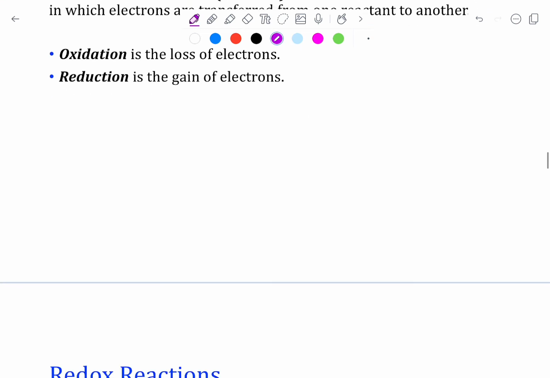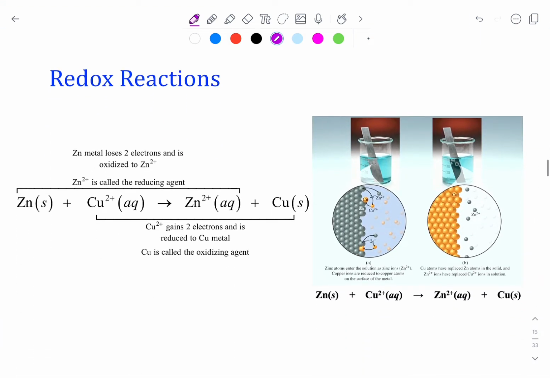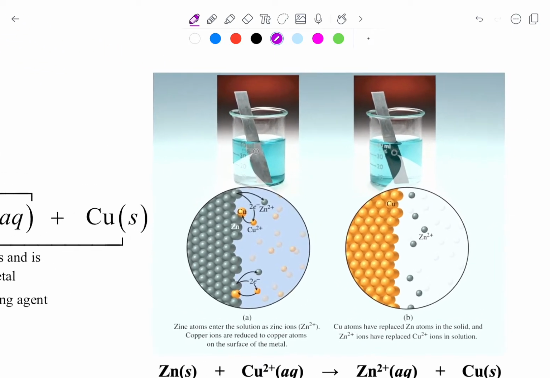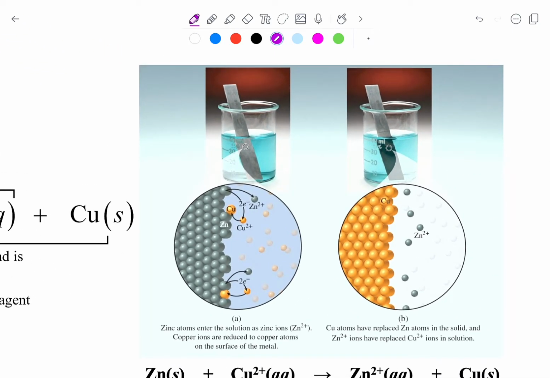So let's look at an example of a redox reaction. Here I have zinc solid reacting with copper ions that are in solution. In my image here, I literally have a piece of zinc metal that I'm putting into a solution that has copper ions in it. Copper ions, fun fact, are blue when they're in solution. So if you ever see a blue solution in chemistry lab, it's probably a copper solution because they turn blue.